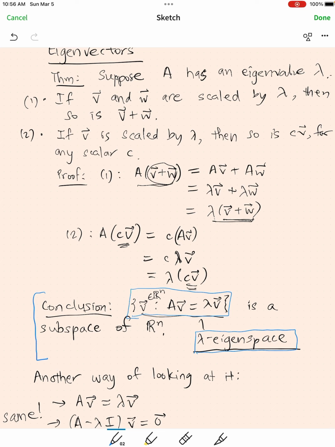And we gave two explanations, like two proofs, for why this is. One of them was to just check the subspace criteria. These are the subspace criteria. The first one is closure under vector addition. And then the second one was closure under scalar multiplication.